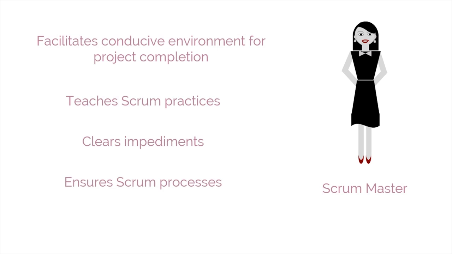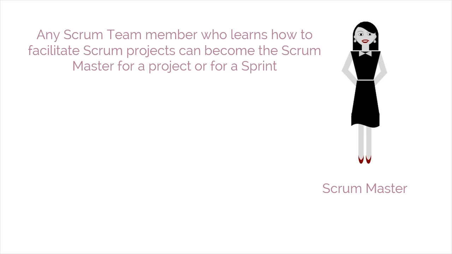Note that the Scrum Master role is very different from the role played by the project manager in a traditional waterfall model of project management, in which the project manager works as a manager or leader for the project. The Scrum Master only works as a facilitator, and he or she is at the same hierarchical level as anyone else in the Scrum team. Any person from the Scrum team who learns how to facilitate Scrum projects can become the Scrum Master for a project or for a sprint.